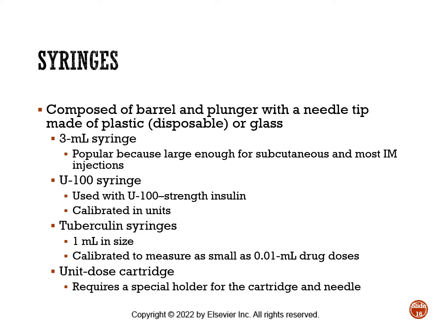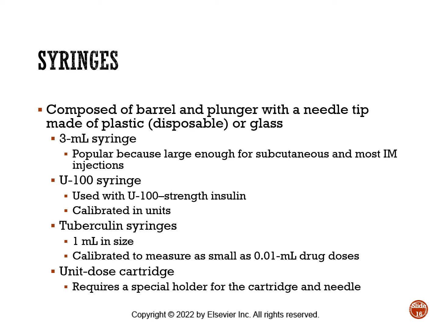A syringe is composed of a barrel that has a tip to which the needle is then attached, and a plunger that will fit inside the barrel. You can see a picture of this on page 690. The needle, the tip, the inside of the barrel, and the sides of the plunger need to be kept sterile. In North America, disposable syringes are used almost exclusively because they are convenient, safe, and economical. The 3 mL syringe is popular because it is large enough for subcutaneous and most IM injections.